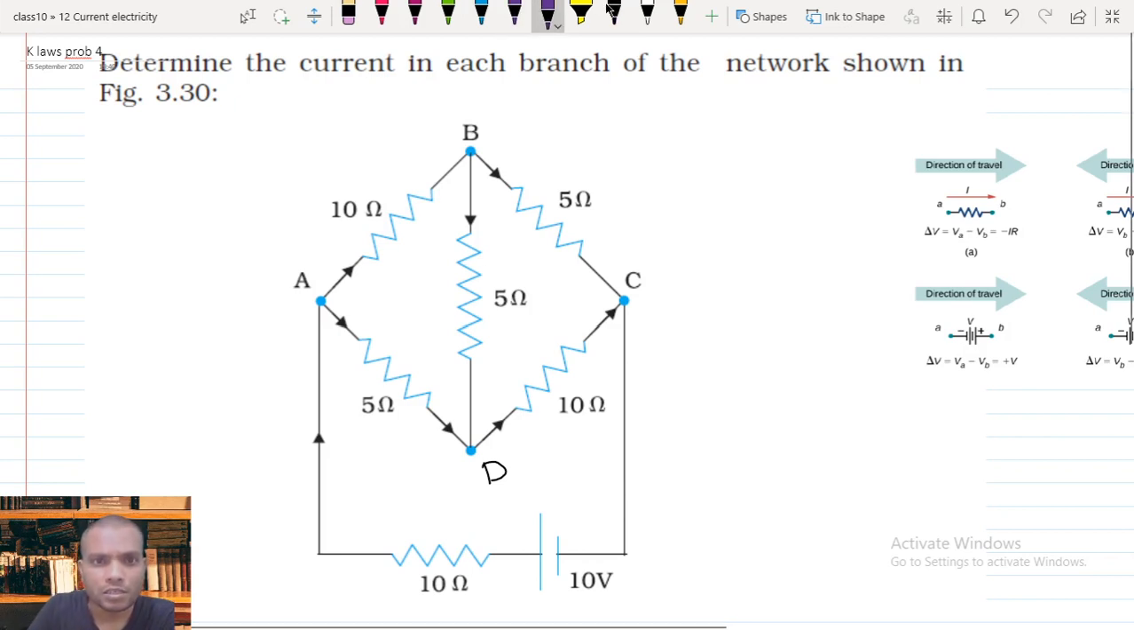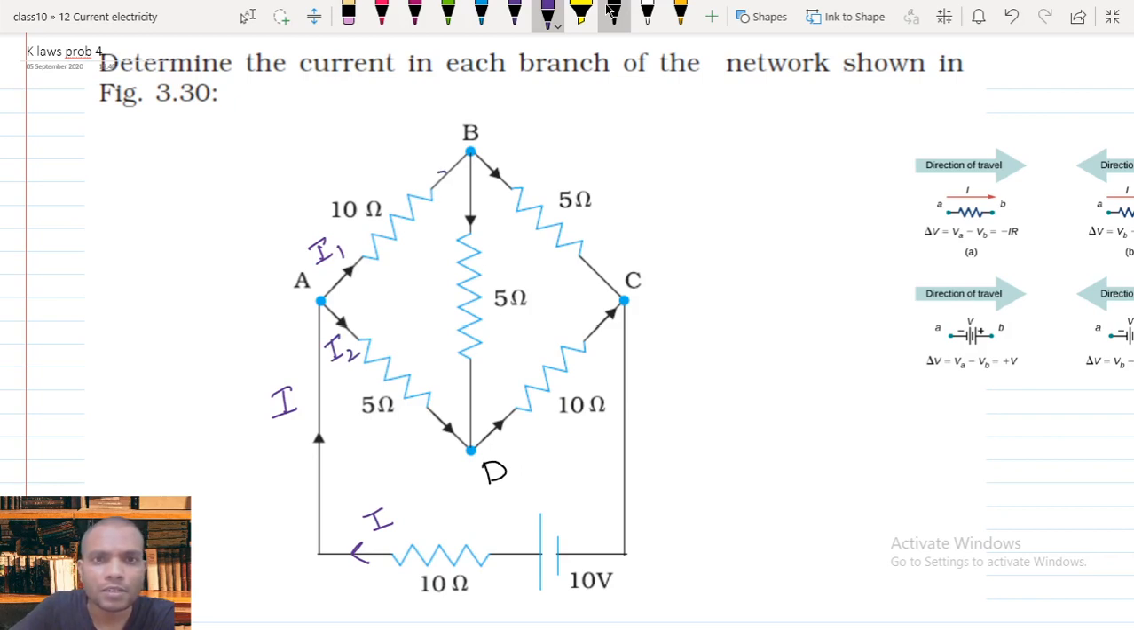If you notice in this one, the current value is not given. So how are the currents divided? That is what we need to do. Suppose from the 10 volt source, through a 10 ohm resistance, a current I is flowing. The same I also flows across this branch, and at junction A this current I gets divided. Suppose in the arm AB, current I1 is flowing, and in the arm AD, current I2 is flowing.